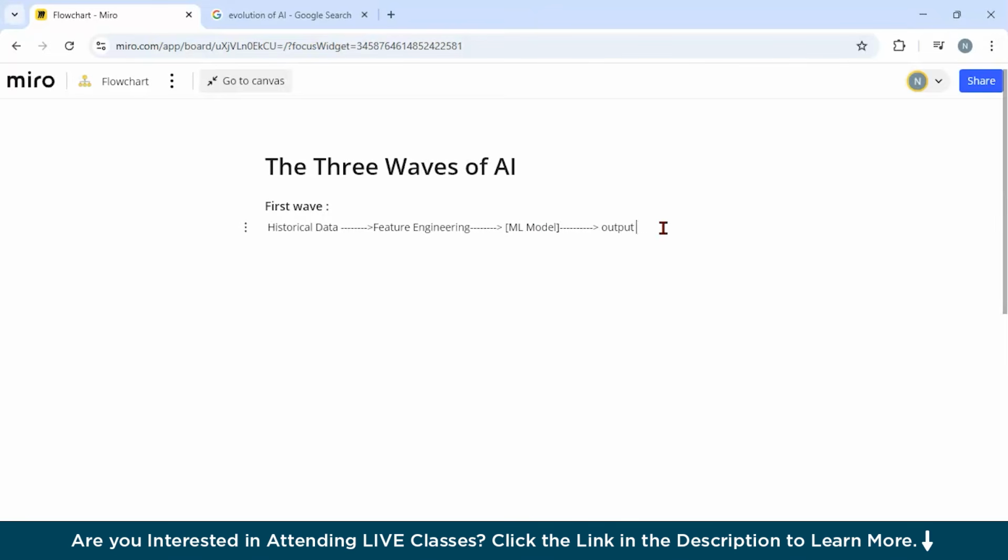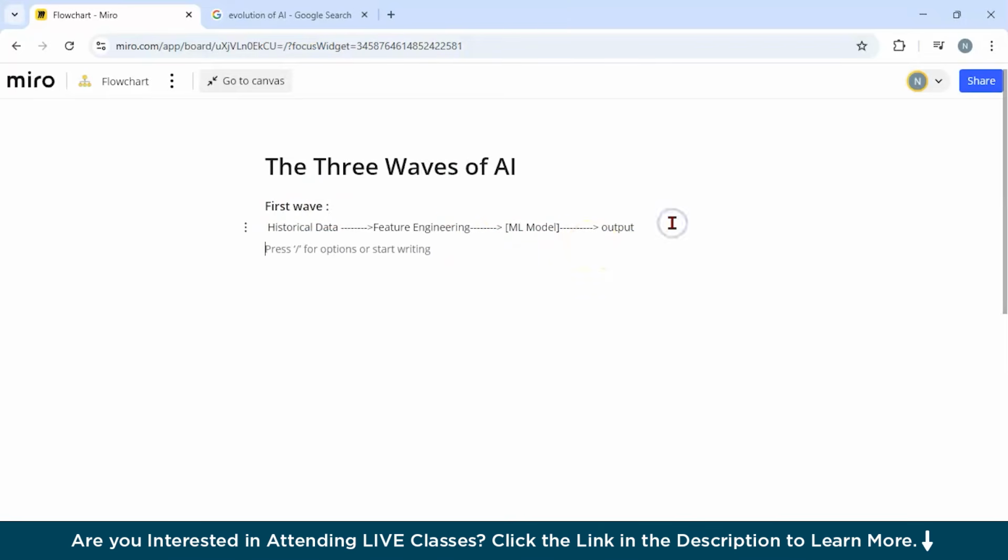And in the output, guys, Netflix AI recommends new shows or movies based on similar user patterns. So this is how exactly the Netflix model was working, incorporating the machine learning model. So this was exactly the first wave of AI.